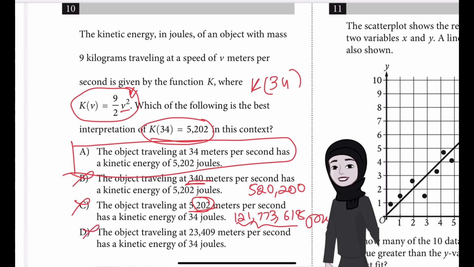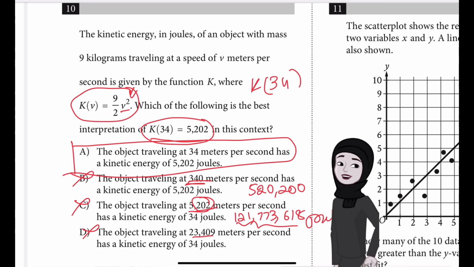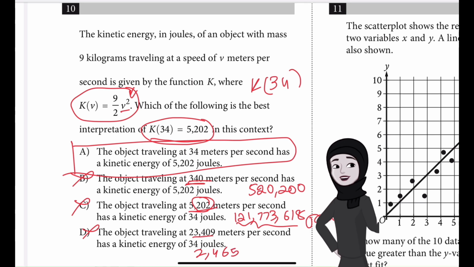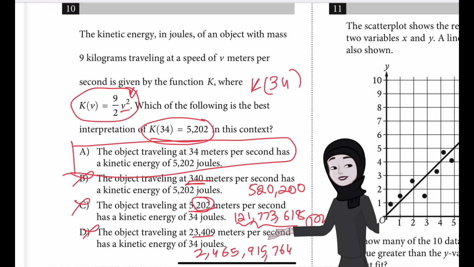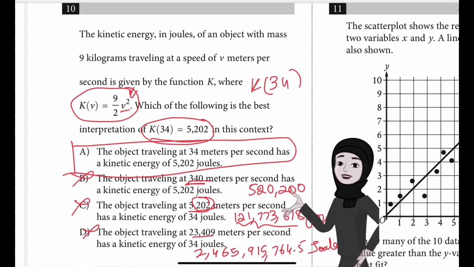And D is incorrect. If the object is traveling at 23,409 meters per second, the kinetic energy, if you put it in the calculator, you will get 2,465,915,764.5 joules. That means this will be 2,465,915,764.5 joules. So in all the others, B, C and D, the input is much larger.